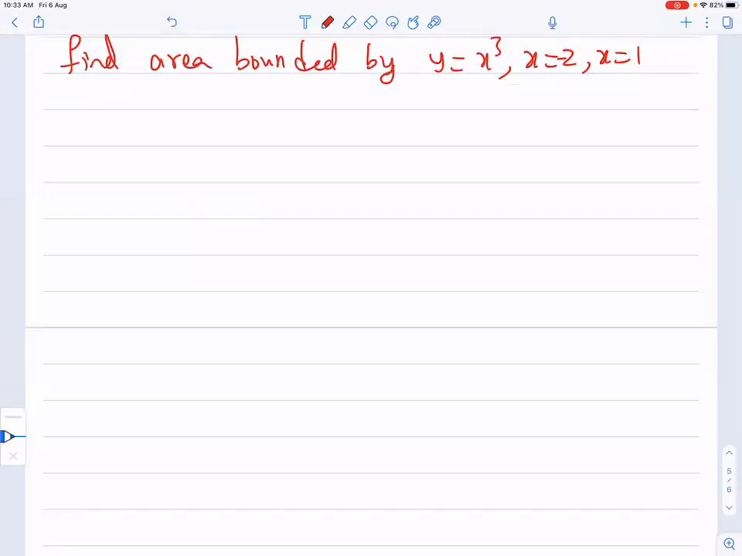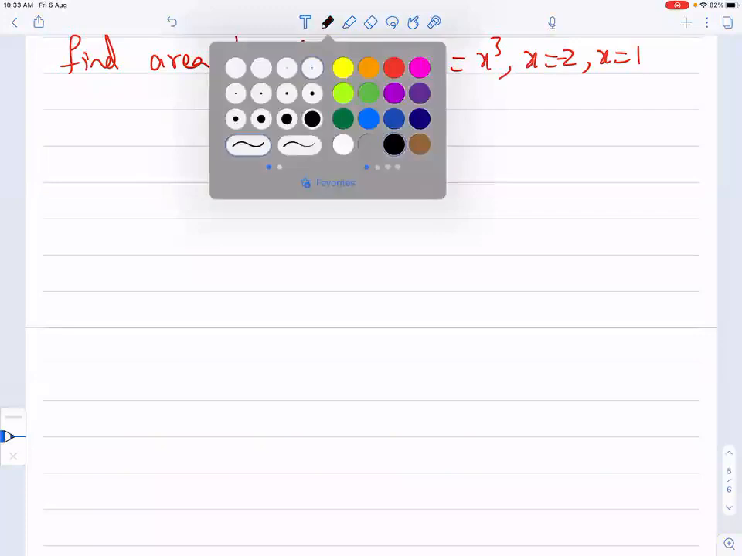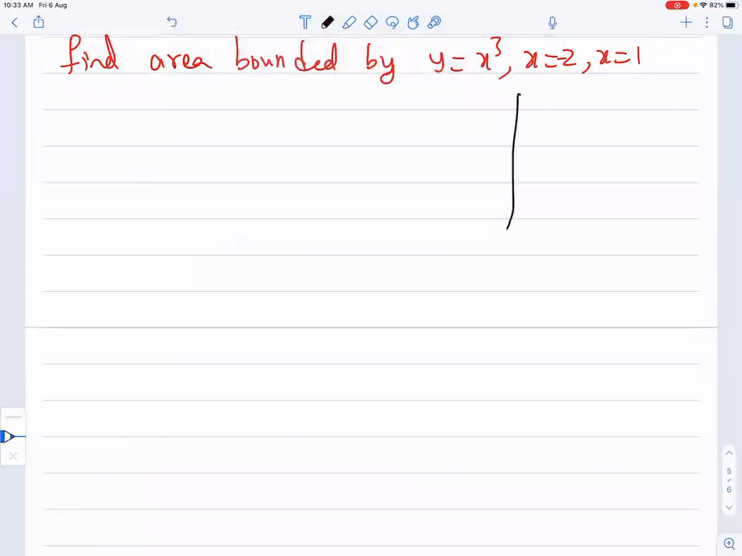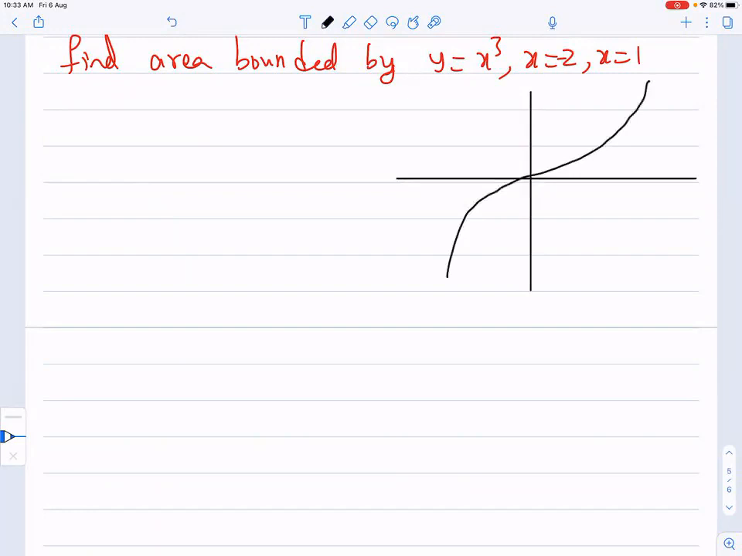Area bounded by y equal to x cube, x equal to minus 2, x equal to 1. Now x cube graph will be what? We know how the graph of x cube looks like, right? It's going to be like this. And we are interested in area from minus 2 to 1. From minus 2 to 0, it is negative. Afterwards, it is positive. Correct now? So we have to write it like that.